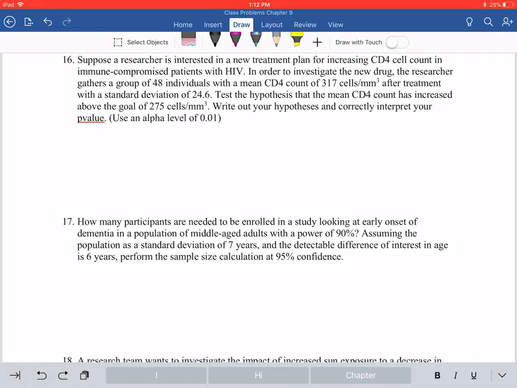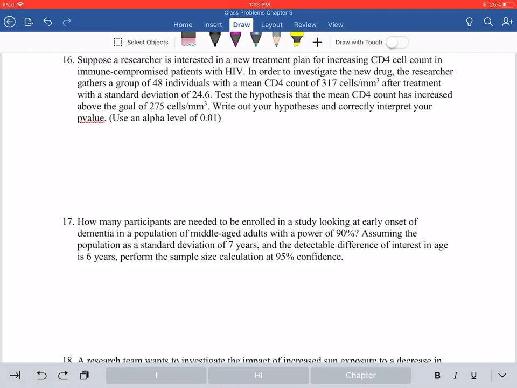So let's get started. Number 16 states, suppose a researcher is interested in a new treatment plan for increasing CD4 cell count in an immune-compromised patient with HIV. In order to investigate the new drug, the researcher gathers a group of 48 individuals with a mean CD4 count of 317 cells per millimeter after treatment, with a standard deviation of 24.6. Test a hypothesis that the mean CD4 count has increased above the goal of 275 cells per milliliter. Write out your hypothesis and correctly interpret your p-value.